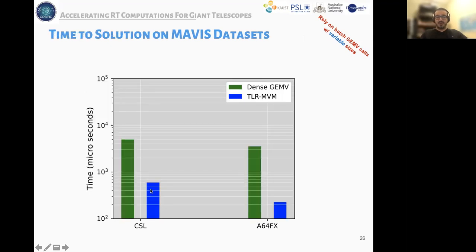Time to solution, so the lower the better. It's just another way of looking at the previous graph. And we can see that we're getting around 200 microseconds for the A64FX for performing this single TLR matrix vector multiplication on the MAVIS dataset.